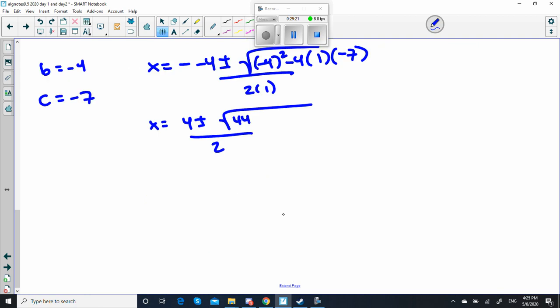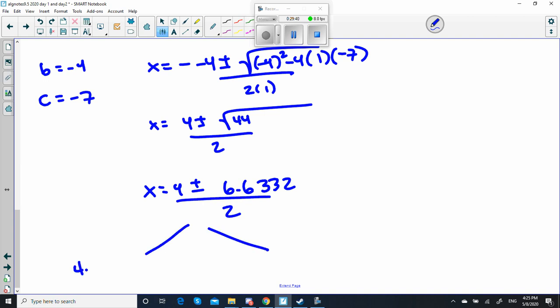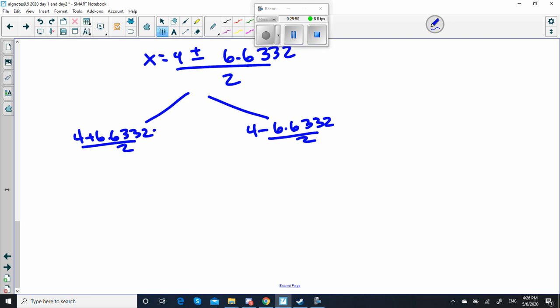Okay, so if I do it as a decimal, I'll do that first since that's how your book is. So I'm going to take the square root of 44, and I'm going out 4 digits. So x equals 4 plus or minus 6.6332 over 2. And this is where it breaks into 2. So 4 plus 6.6332 over 2, and 4 minus 6.6332 over 2. Okay, remember, you have to hit equals here before you can hit divide by 2.